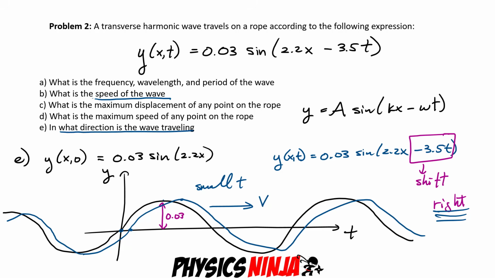Again, you can use Desmos if you wanted to show that. But if you have a positive wave number and a negative value for the second term, you're going to shift that function to the right-hand side.